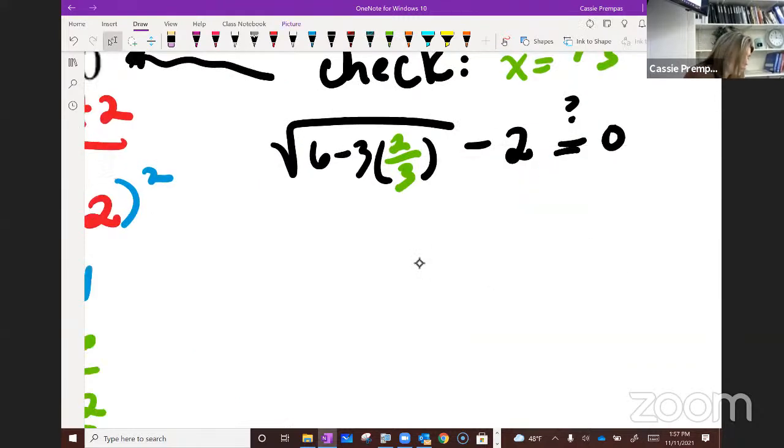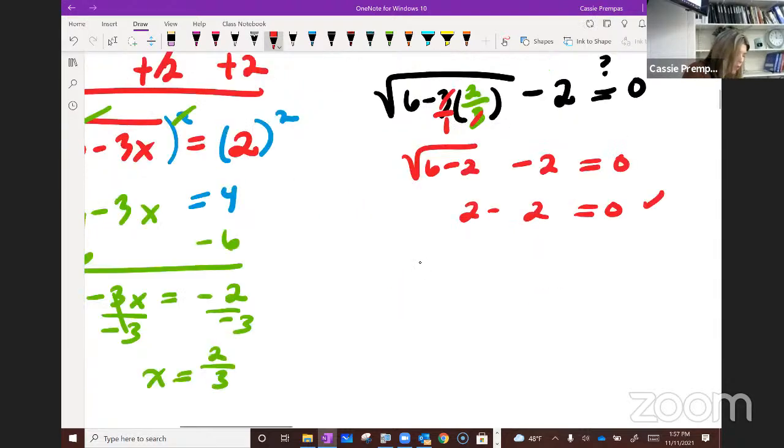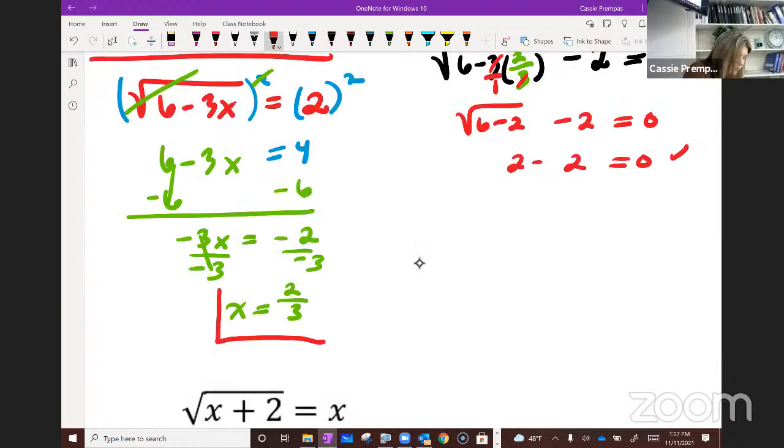because if you look at 3, yep, it's 3/1. What cancels there? The 3. So this is actually just 6 minus 2. What's 6 minus 2? 4. What's the square root of 4? 2. Is 2 minus 2 0? Yeah, so this one worked out, and we know that x does equal 2/3.